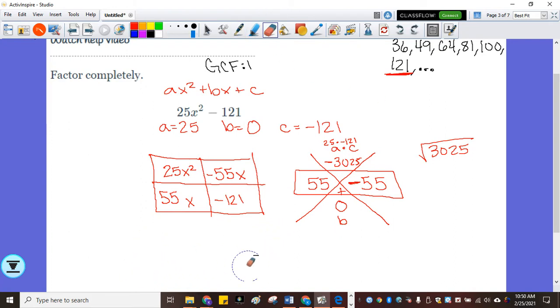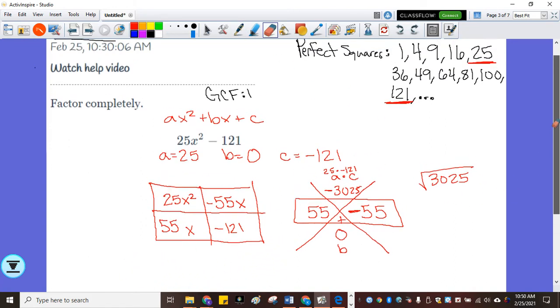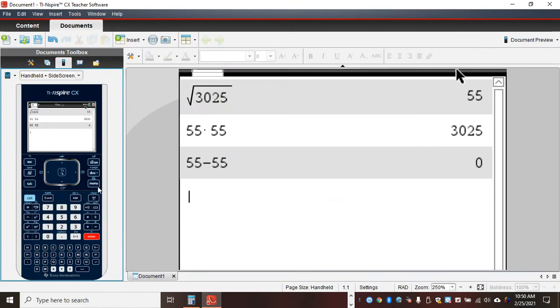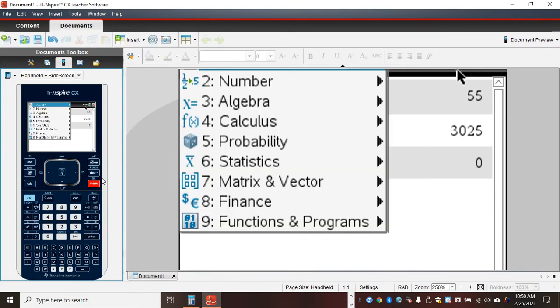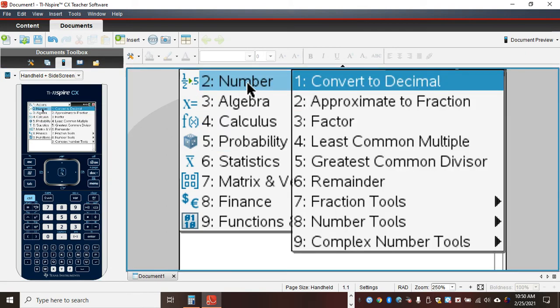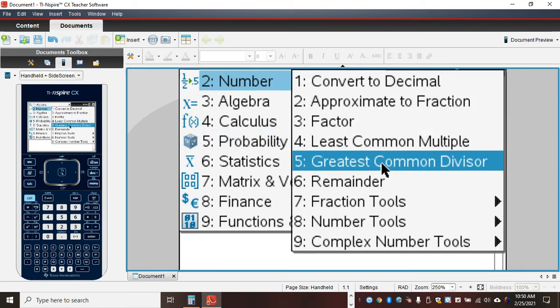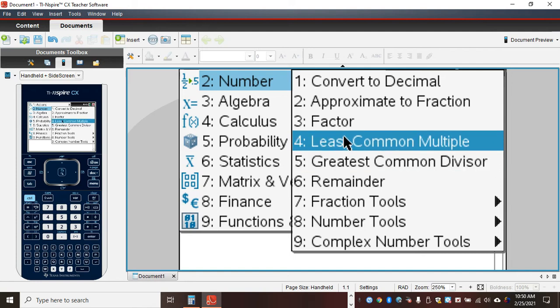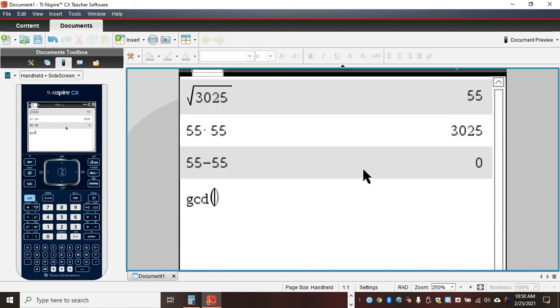All right, to save us time trying to find our greatest common factor and write it all out, let's use the calculator this time. So what is our greatest common factor between 25 and 55? So in our calculator, 25 and 55. Menu, number, greatest common divisor.